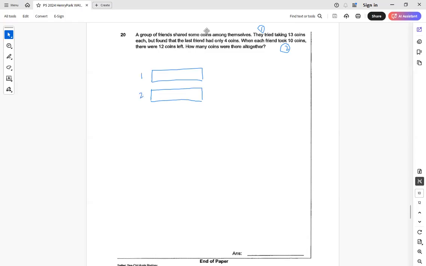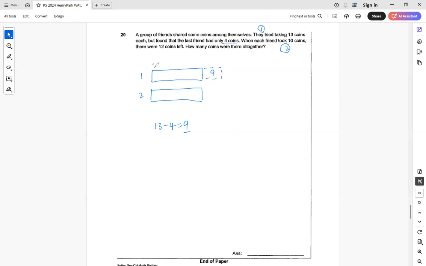Okay, so for scenario 1, they tried taking 13 coins each, but found that the last friend had only 4 coins. This one is not that they have 4 coins left. This one is the last friend doesn't even have enough. He only had 4 coins. So how many coins are missing for the last friend? Each is supposed to have 13, but the last friend only got 4. So there's actually a shortage of 9 coins for the last friend. I need another 9 coins in order for each friend to take 13.